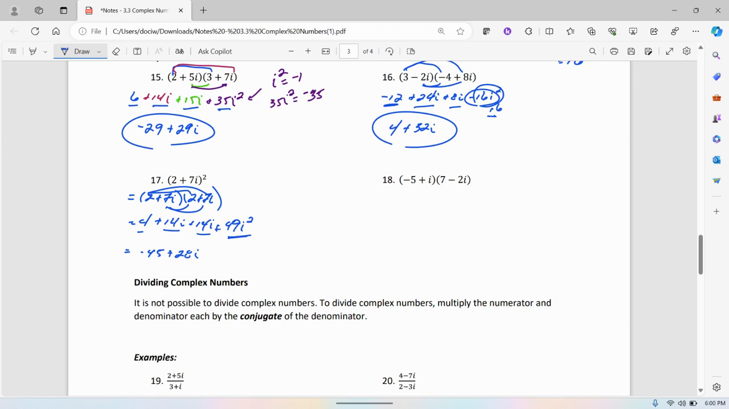One more example. Negative 5 times 7 is negative 35. Negative 5 times negative 2i is a positive 10i. Positive 7i. And then a negative 2i squared. But remember that negative 2i squared is a positive 2. So I have a negative 35 plus 2 is negative 33. 10i and 7i is 17i. And there's how you would multiply complex numbers.